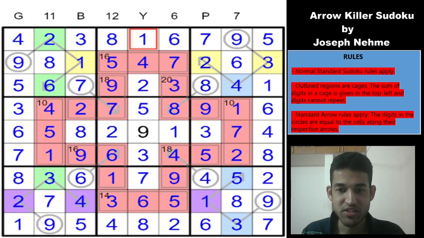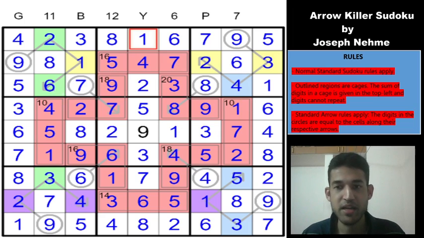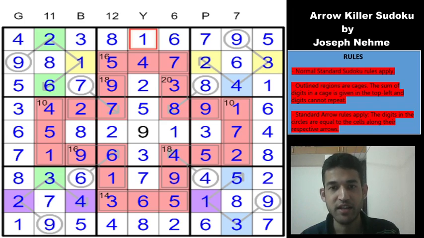Hope you guys enjoyed watching me solve this video. The idea about the Sudoku was defining the arrow stems into sets of 3 and understanding the minimum sums in those 3 sets, and that really helped us in this solve.